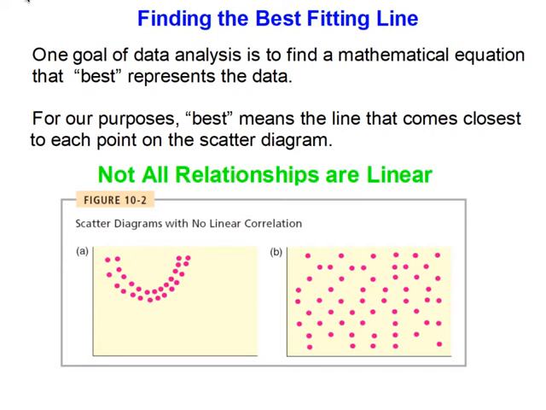So here's a couple of non-linear correlations, and I want to stress linear because that looks like a quadratic parabola, but we're not going to do that. So that's got no linear correlation, neither does graph B.